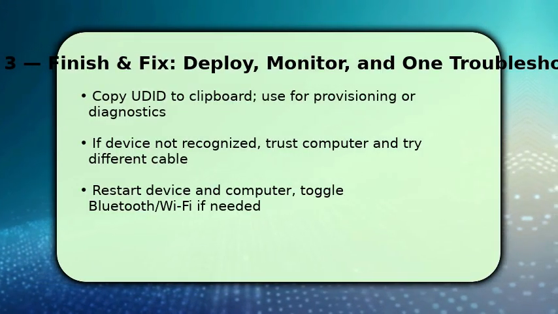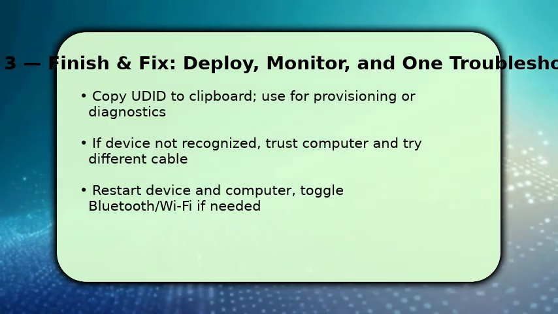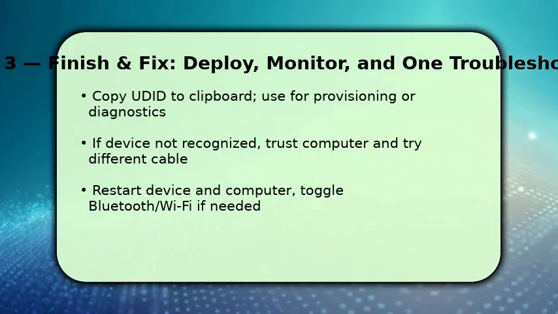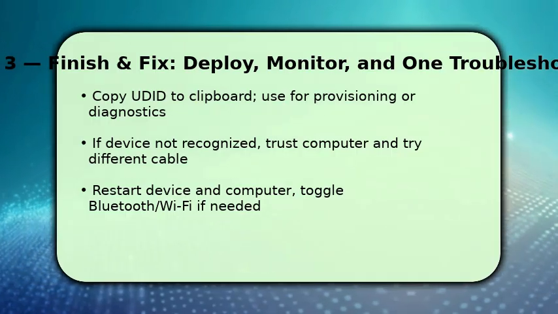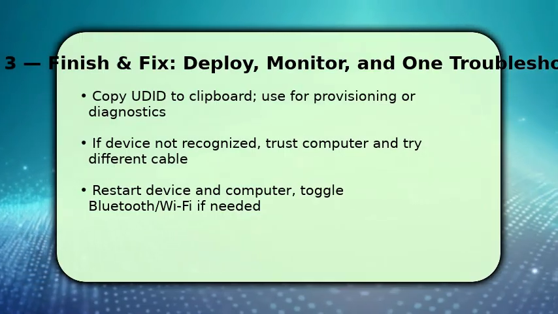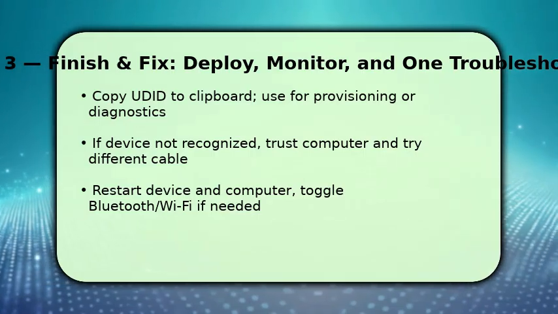If the device is not recognized, immediately check the Lightning/USB-C cable and port, then tap Trust on the iPhone. Sometimes cables only charge. If that fails, restart both the device and the computer, and toggle Bluetooth and Wi-Fi. This clears transient pairing issues and usually restores code visibility.